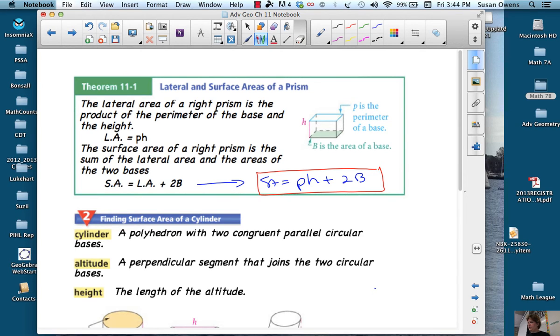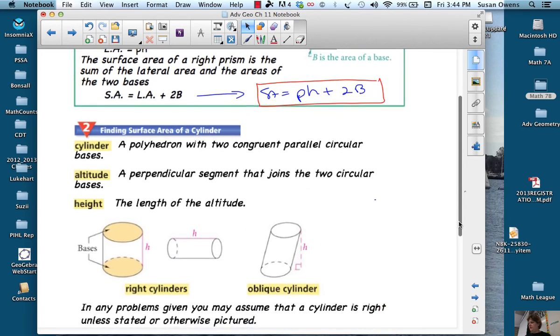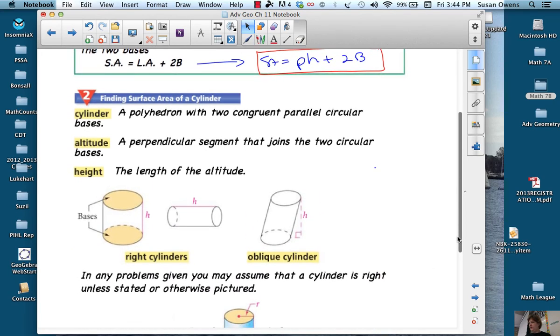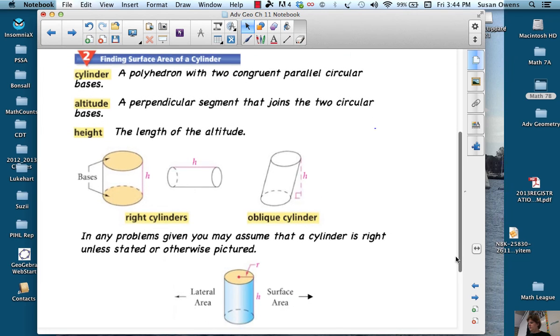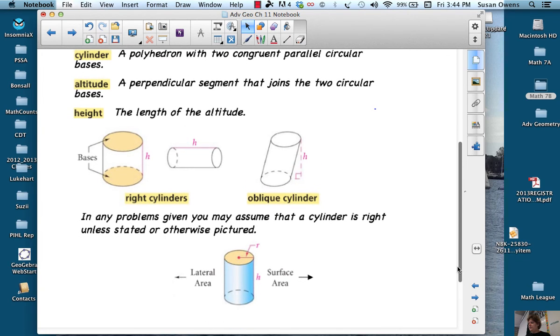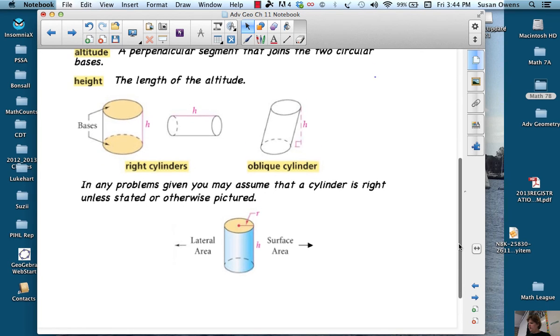So a cylinder is a polyhedron with 2 congruent parallel circular bases. So the only difference is instead of polygons, they're circles. The altitude is also the perpendicular segment that joins the 2 circular bases, and the height is still the length of that altitude. We can have right cylinders and oblique cylinders. We won't do the surface area of oblique cylinders. We will do the volume later on, but we won't do the surface area of them. Again, if you are given a problem, you can assume it's right unless it's stated otherwise.